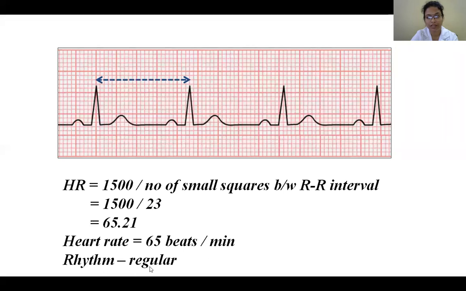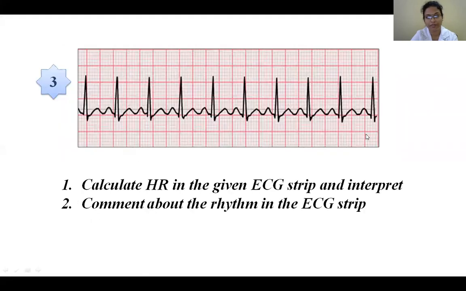So rhythm is regular. For this, we have to compare with the paper and pencil method like this. So you get it as regular rhythm, which is very evident in this strip. Now here, calculate heart rate in this given ECG strip and interpret. Comment about the rhythm in this ECG strip.